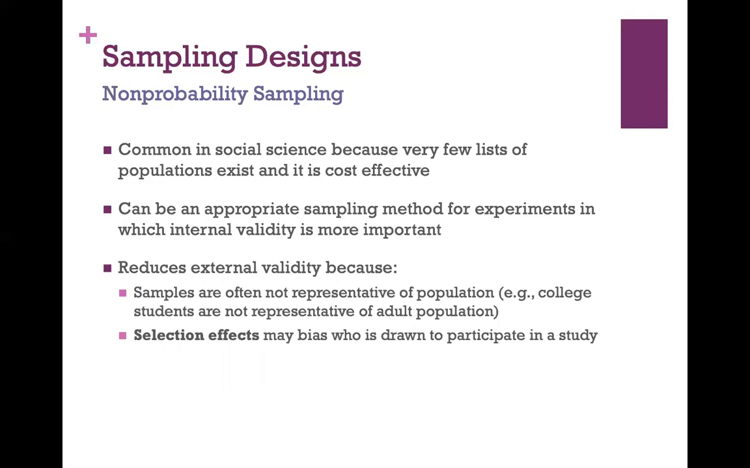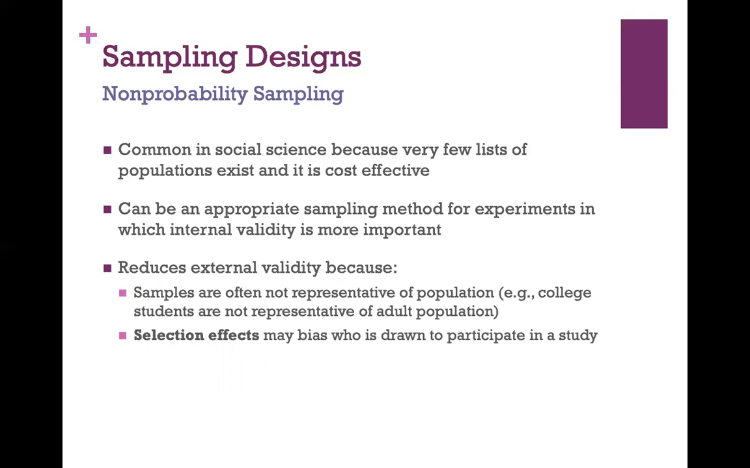Another point where non-probability sampling is a very appropriate method of sampling is when we're doing experiments. Because remember, there's internal validity and external validity. Internal validity is controlled within the experiment, and external validity has to do with who comes into the study and how we generalize out of it. So in experiments, internal validity is much more important because we're controlling for a lot of the differences between the people in our sample in the study. So we can use non-probability sampling for experiments because we're controlling for the internal validity more so.